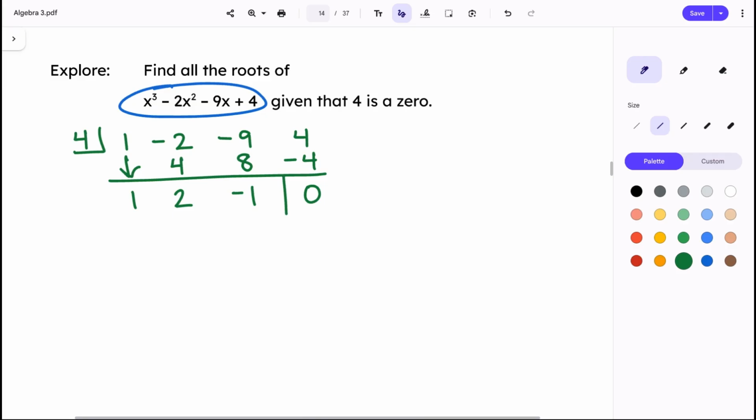So now I can rewrite this as 1x squared, or I'm just going to say x squared. I usually don't put a 1 in front. Plus 2x minus 1. And then we're kind of thinking about this is equal to 0. You don't have to write equal to 0, but that's really what's going on. But now we got to see, can we factor this? Are there two numbers that could multiply to a negative 1 and add to a 2?